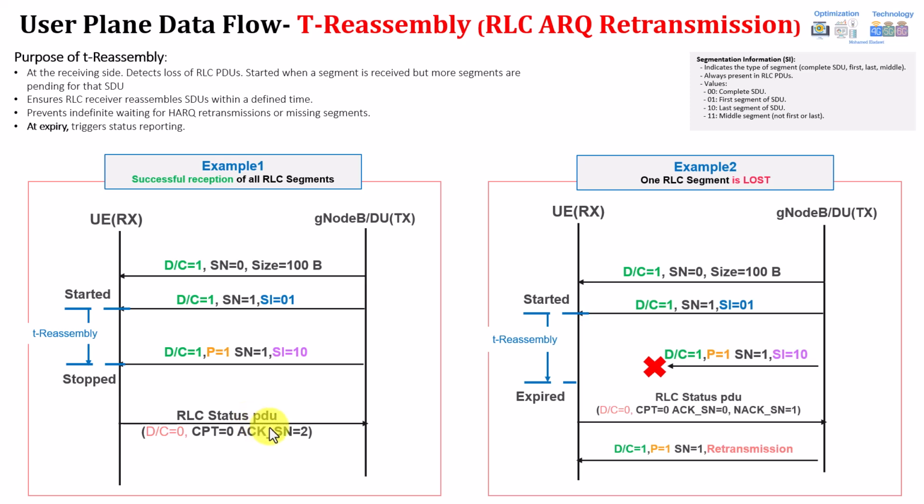Okay, RLC status report. Now assume that one RLC segment is lost, using the same example here, but this one is lost, which is sequence number 1, segment 0, the last segment. So here the timer is started and it will keep waiting. Once the timer expires before receiving this segment, the receiver itself will send the RLC status PDU report. After the expiry of T reassembly without receiving this one, the receiver will directly tell the transmitter that it didn't receive this one.